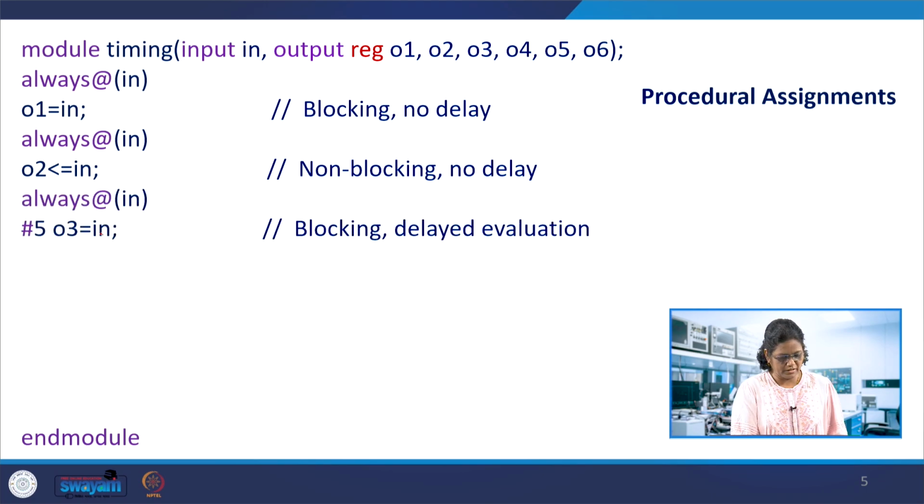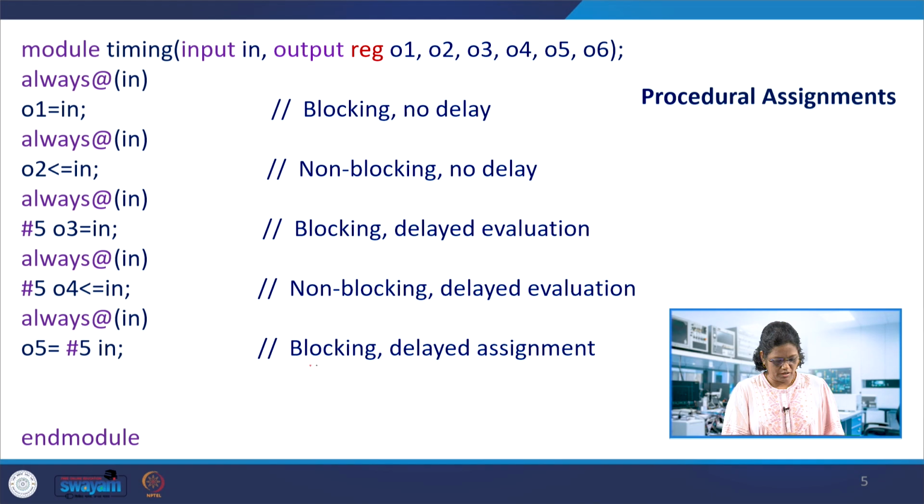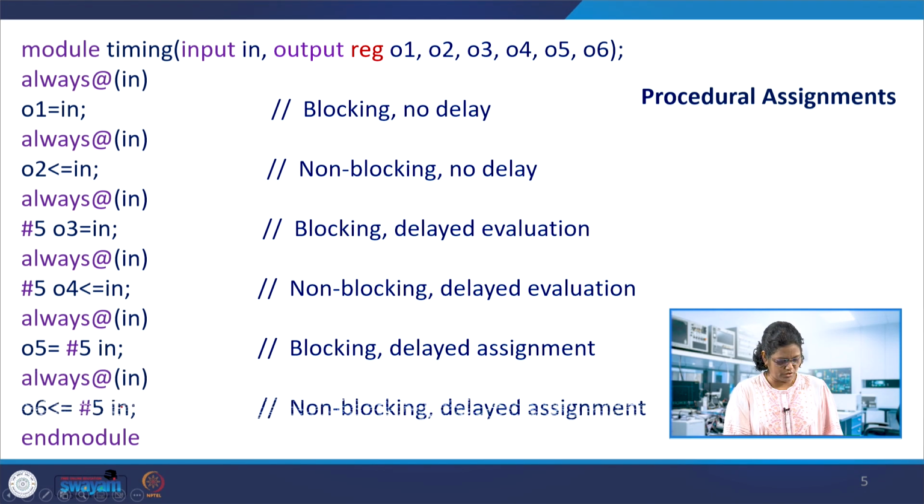Always @(in), the third category is #5 O3 = in. So this is blocking, and again it is a delayed evaluation. The next one is non-blocking with delayed evaluation. The fifth one is blocking with a delayed assignment. So you can see the combinations: blocking, no delay; non-blocking, no delay; blocking, delayed evaluation; non-blocking, delayed evaluation; blocking, delayed assignment; and the next one we are going to look at is the non-blocking delayed assignment. So what would be O1 for a given input?